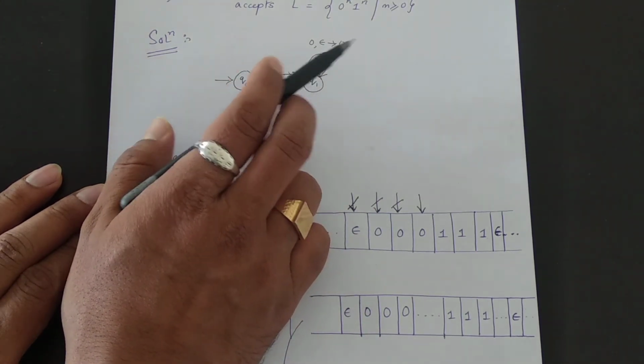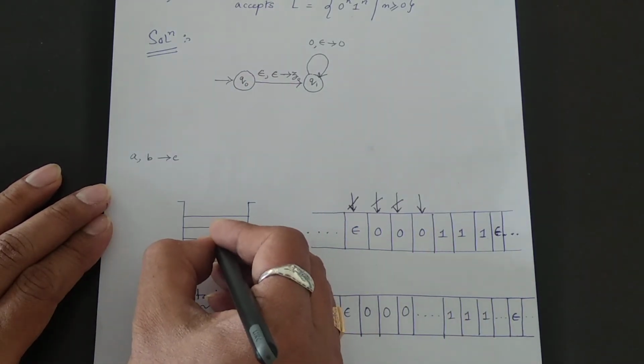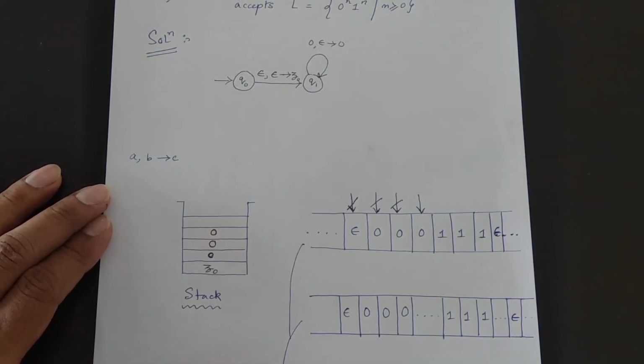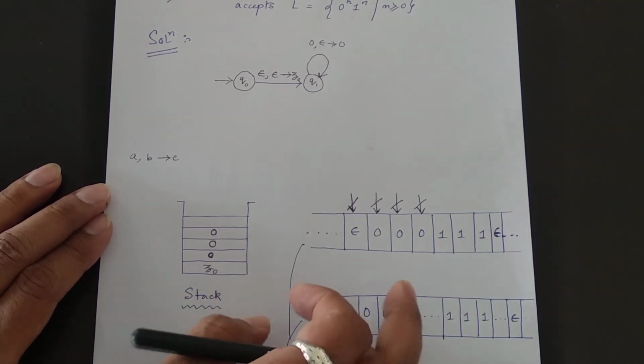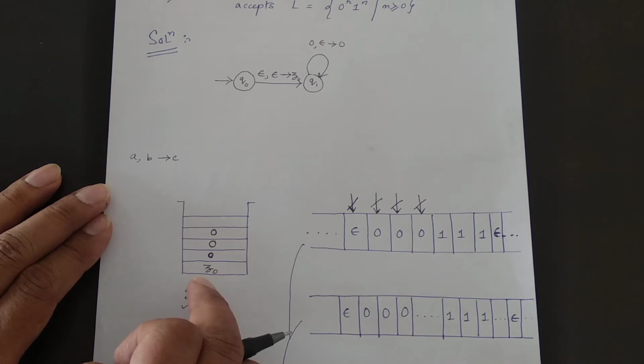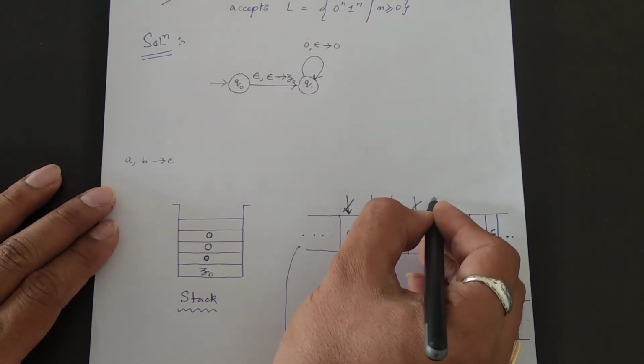Nothing to be popped. What is to be pushed? 0 to be pushed. So again 0 will be pushed to the top of the stack. Clear? So these three zeros are read and have been pushed into the stack. Clear? Now coming to the next input symbol, that is 1.